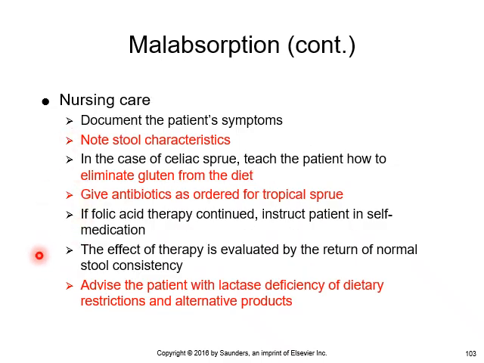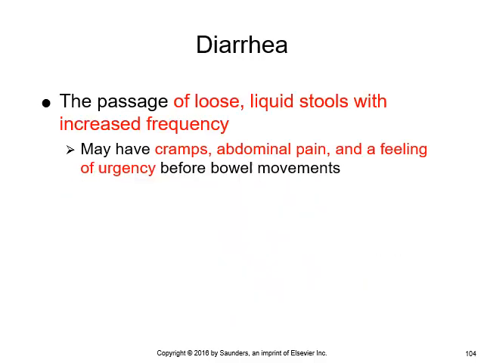Nursing care for the malabsorption, we're going to document the patient's symptoms, check the stool characteristics, eliminate gluten from the diet if it's celiac sprue, give antibiotics if it's tropical sprue, and then advise the patient with lactase deficiency of dietary restrictions and alternative products. Again, the milk.